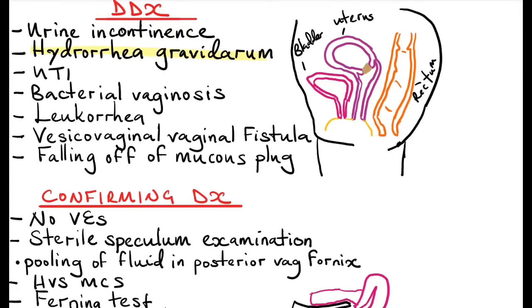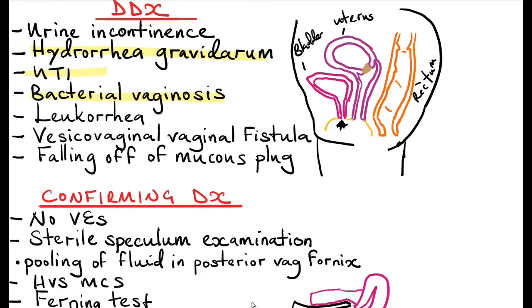Hydrorrhea gravidarum. This is a normal periodic watery discharge that occurs in pregnancy. This is due to excessive glandular secretion of the decidua. In urinary tract infection, you can have abnormal vaginal discharge. Usually it's brownish vaginal discharge. In bacterial vaginosis, this is a bacterial infection caused by an imbalance of the normal flora.